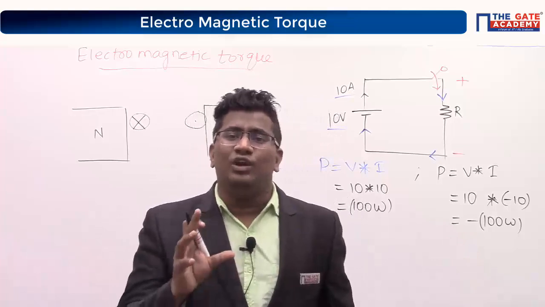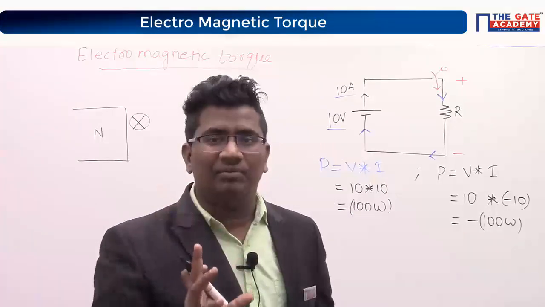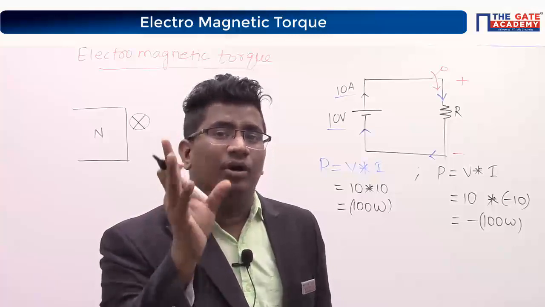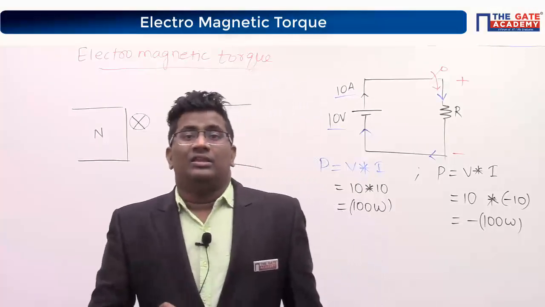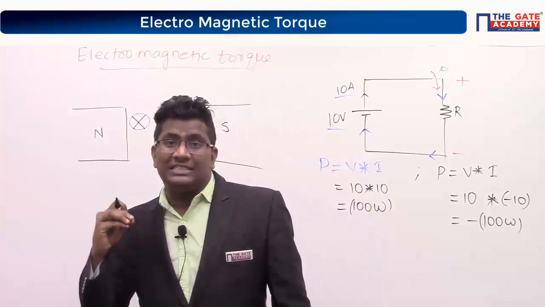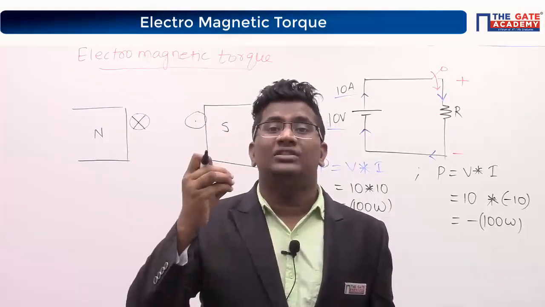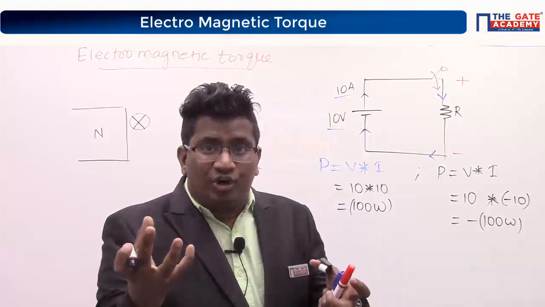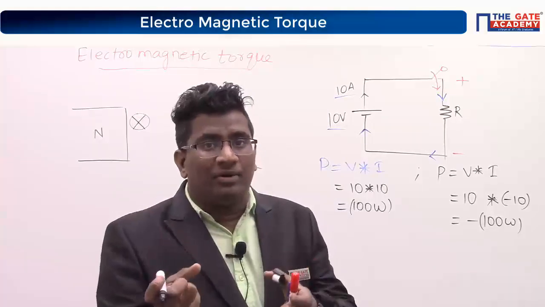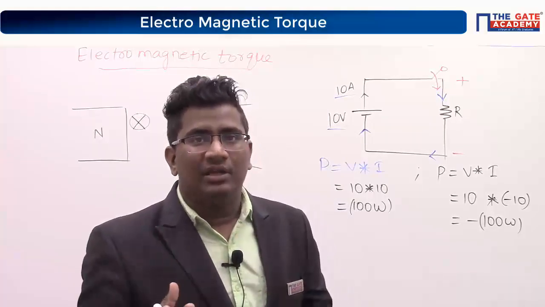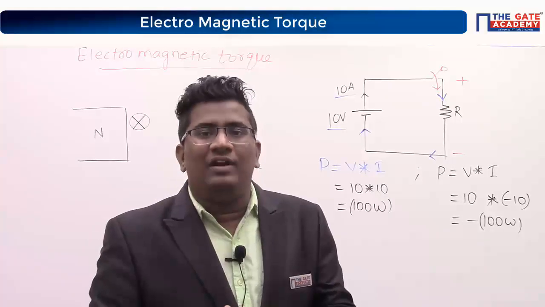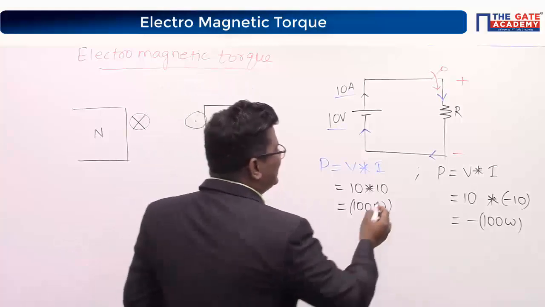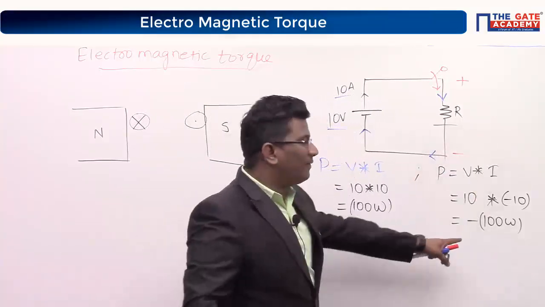Tell me, when will you represent a power in a negative term? When will you write the polarity of power as negative or positive? The power which is generated is called positive power. The power which is absorbed, we will call it negative power, right? The power which is absorbed, how do we represent it? As negative only, right? Now you tell me, your resistor is absorbing the power. That is why power is negative.